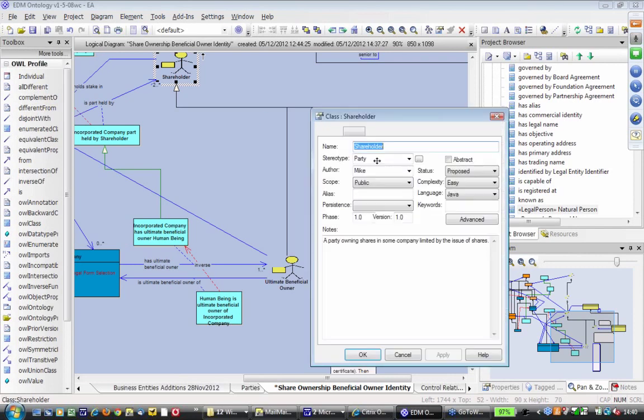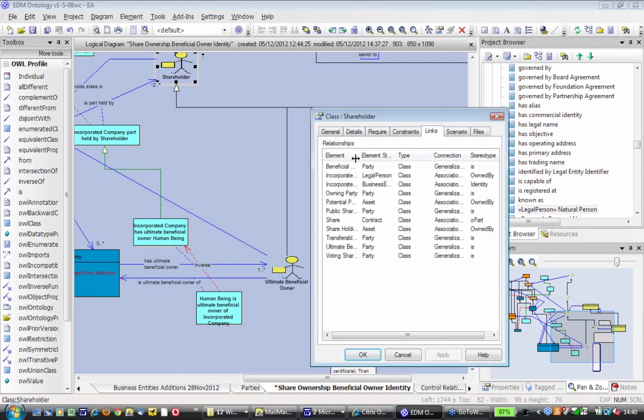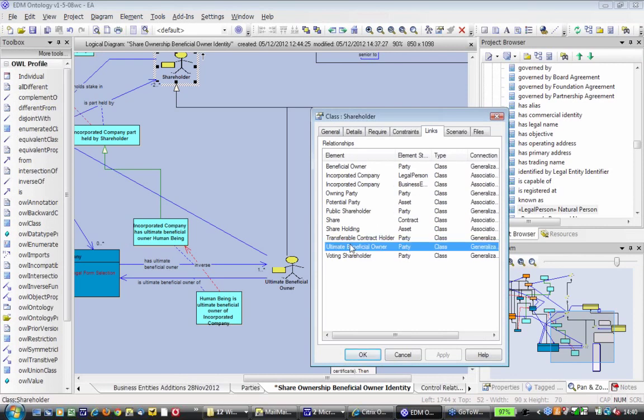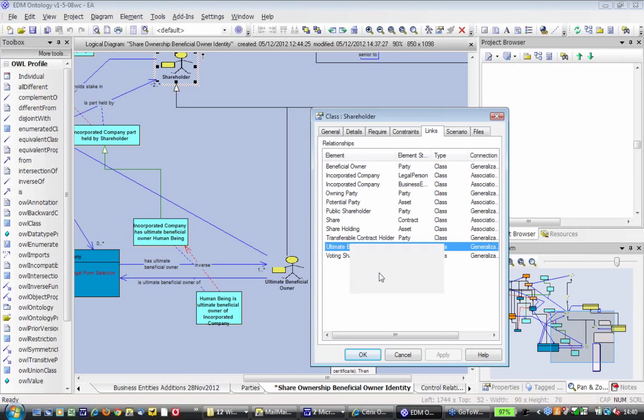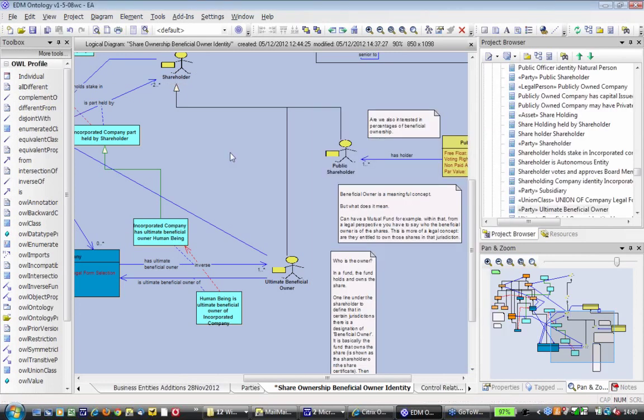Now, does that term have any relationship at all to the ultimate beneficial holder concept? Well, that sounds like the same thing to me. So these could in fact be synonyms. Because a share only has one owner. Mike, I think you've just established that a share has two types of owner. It has a true legal owner and it has a beneficial owner.